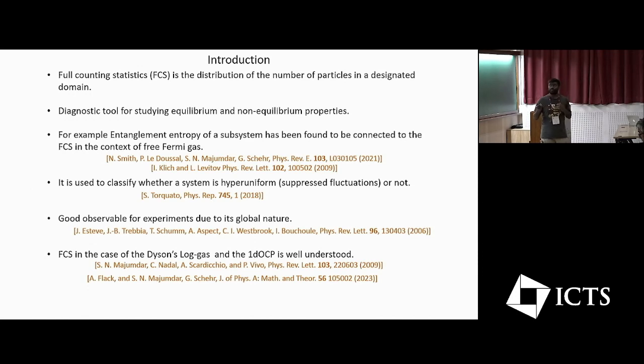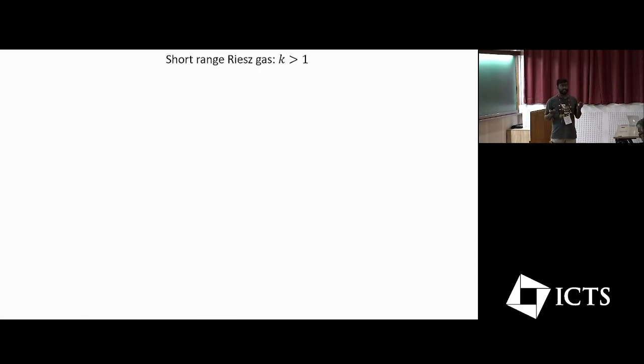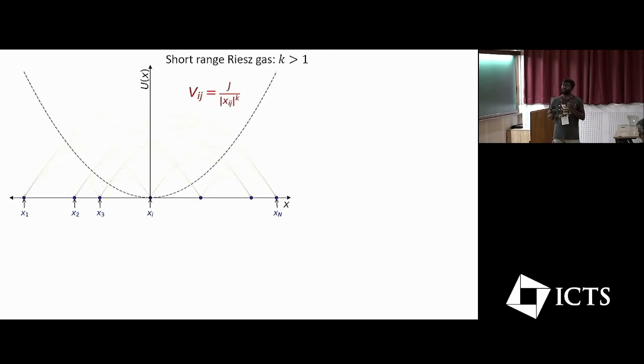In this work, what we have tried to do is to understand the index distribution for short-range Riesz gas. By short-range Riesz gas, I mean the particles interact as a power law with an exponent k, and k here is greater than 1. Because of k greater than 1, it's short range. If k was less than 1, because we are in 1D system, it would have been long range. And here, all the particles interact with all the remaining particles. So it's probably not completely short range because it's interacting with all the particles.